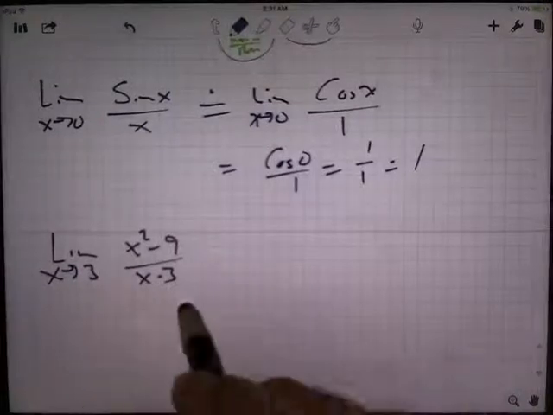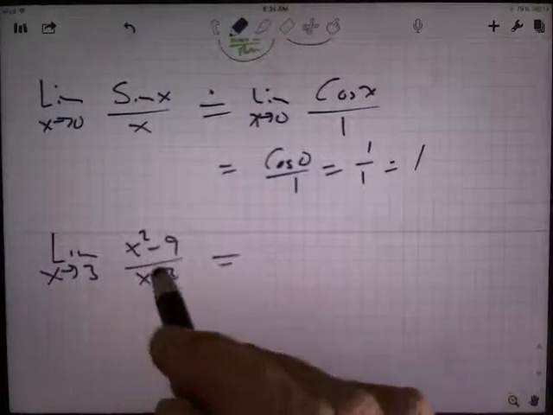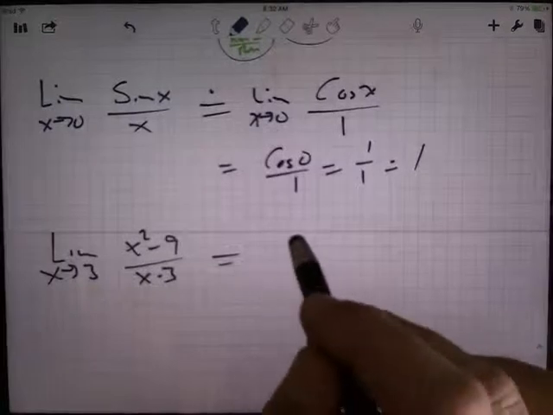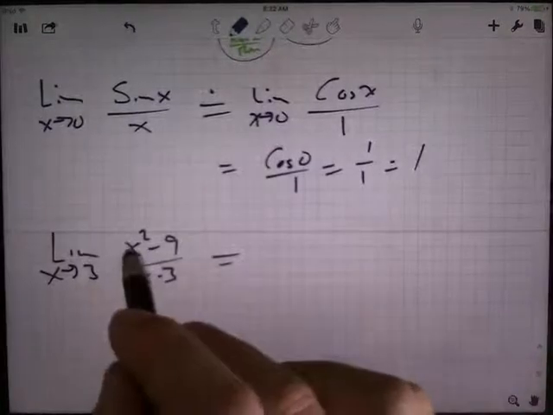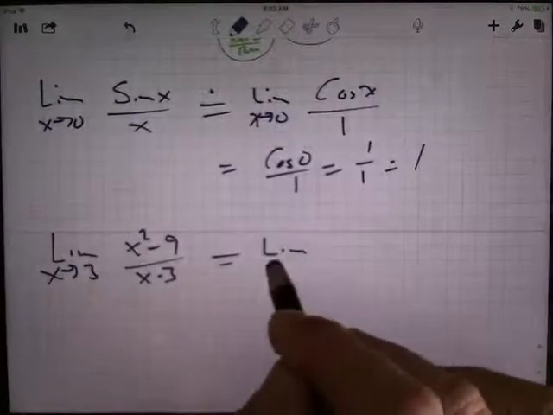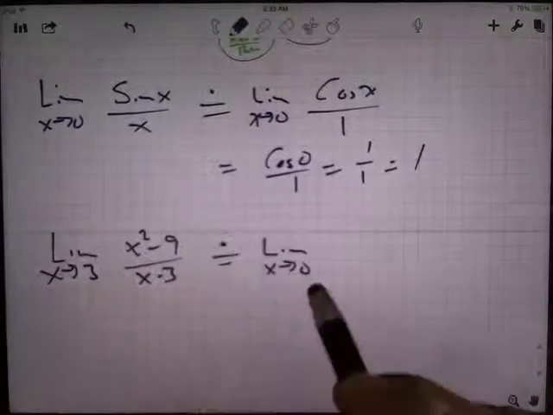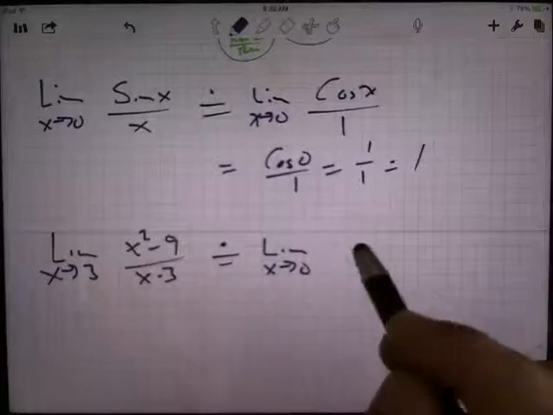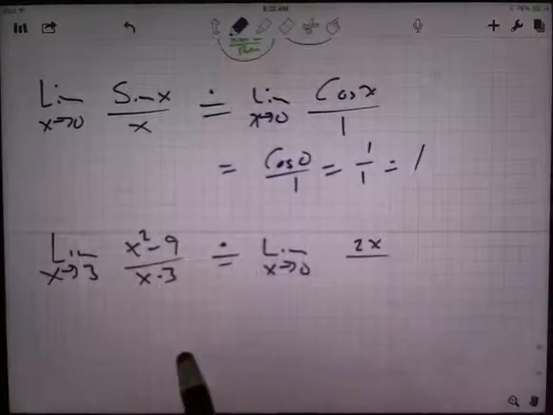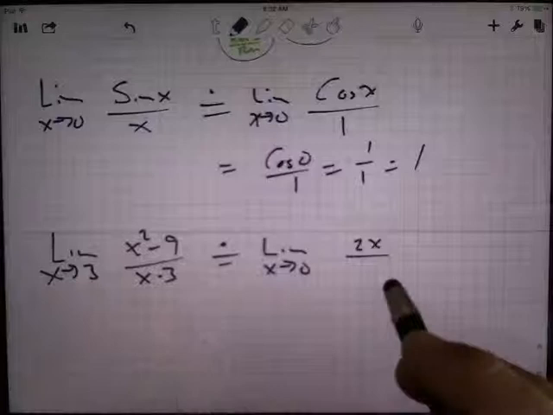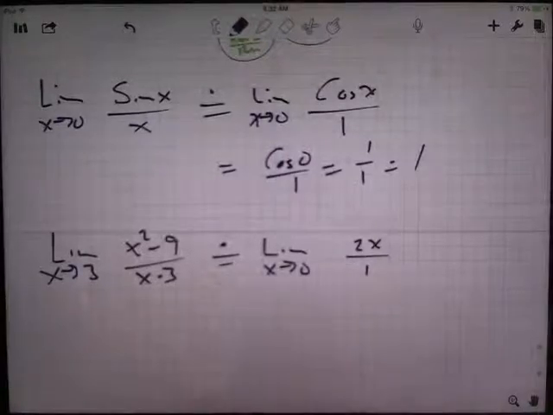Let's see how L'Hopital's rule handles this, because it is a 0 divided by 0 situation. I'm going to take the limit as x goes to 3. Put a little dot over there just to indicate this is L'Hopital's rule. Take the derivative of the top, 2x. Take the derivative of the bottom, 1.